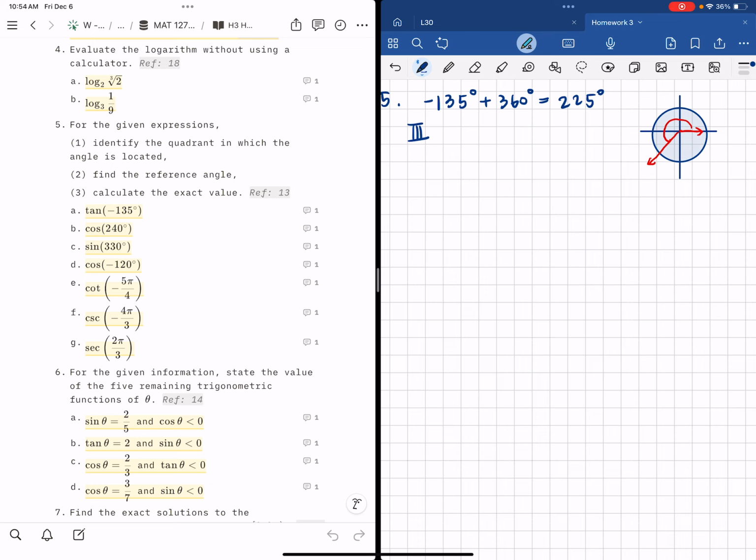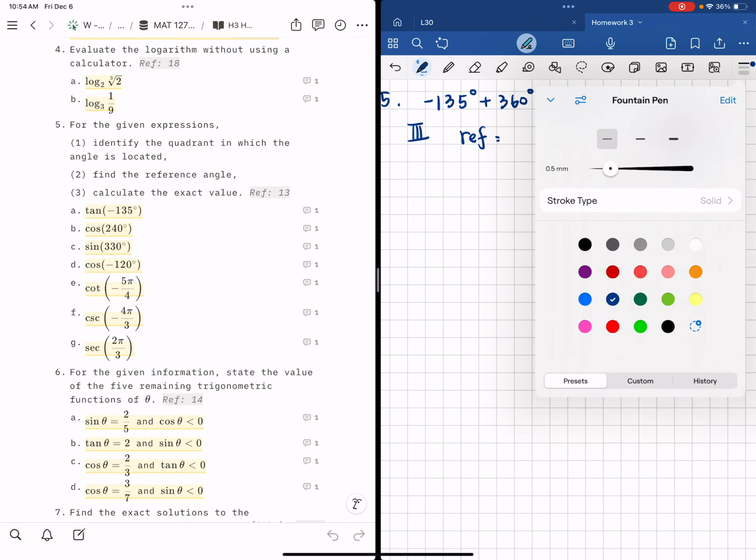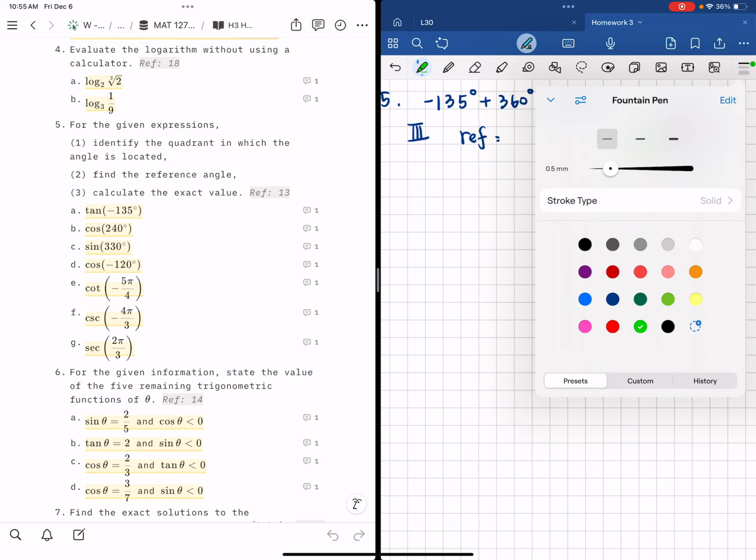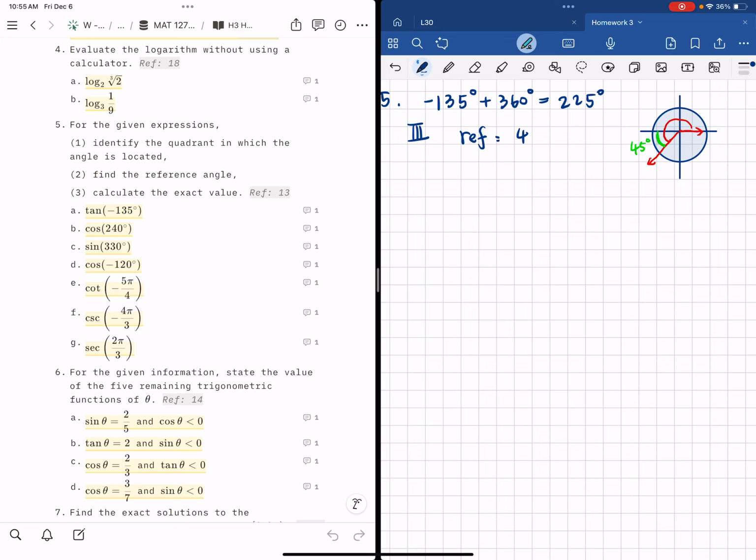And then the second part is the reference angle. You could look at the graph. I'm going to use green. It's the smallest acute angle between the horizontal axis and the terminal side. So it's basically this part, and this part is 45 degrees. So that's the reference angle. And by the way, your answer could also be in radians. I use numerical degrees because it's the easiest one to understand.